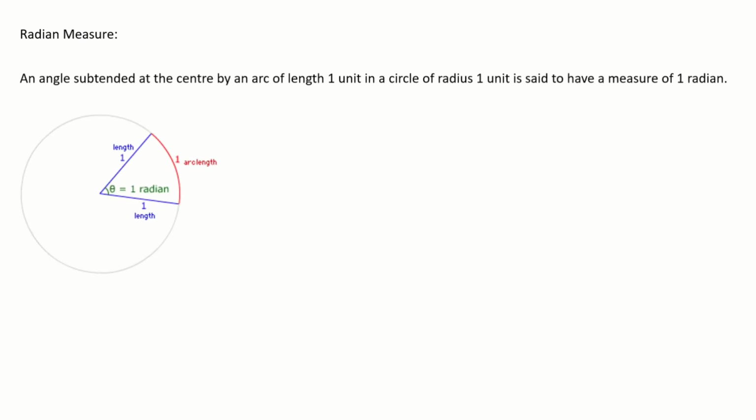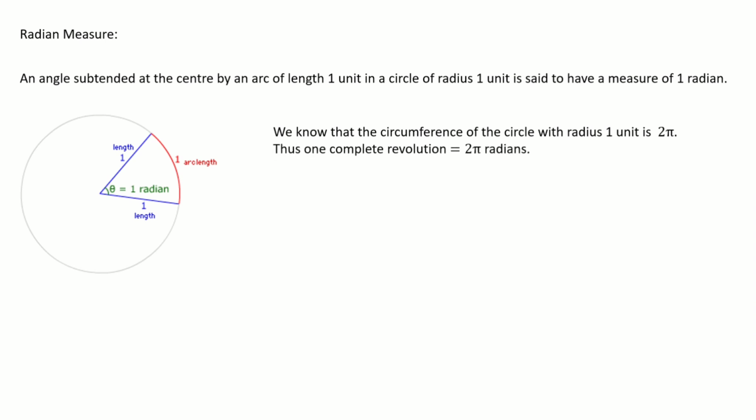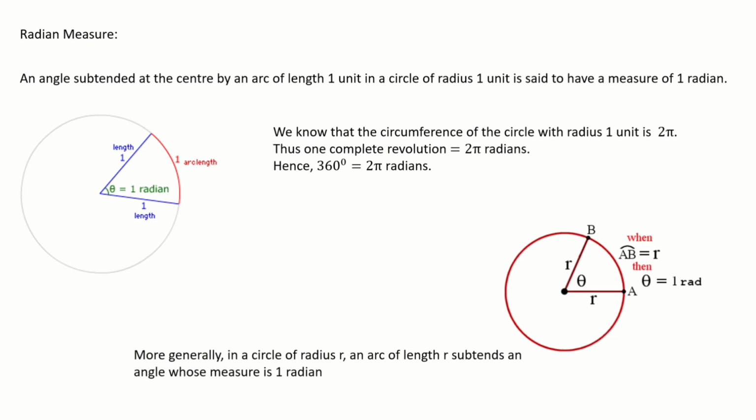Radian measure. An angle subtended at the center by an arc of length 1 unit in a circle of radius 1 unit is said to have a measure of 1 radian. We know that the circumference of the circle is 2 pi r, where r is the radius. If the radius is 1 unit, then the circumference of the circle is equal to 2 pi. Thus, 1 complete revolution is equal to 2 pi radians. In terms of degrees, 1 complete revolution is equal to 360 degrees. Hence, 360 degrees is equal to 2 pi radians. More generally, in a circle of radius r, an arc of length r subtends an angle whose measure is 1 radian.